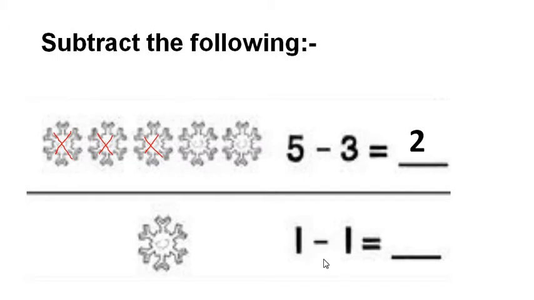Next sum is 1 minus 1. What do I have to do now? I have to cross out the given one object. Let's see what happens now. I don't have any remaining object. Then what will be the answer? So we can say that 1 minus 1 is equal to 0.